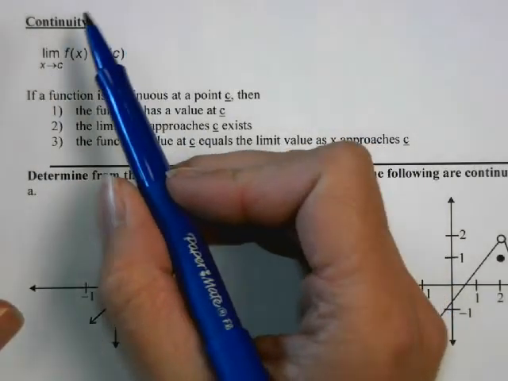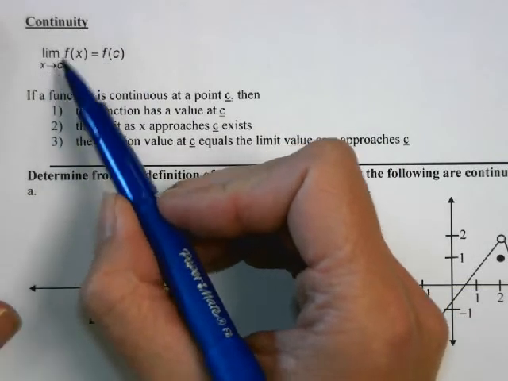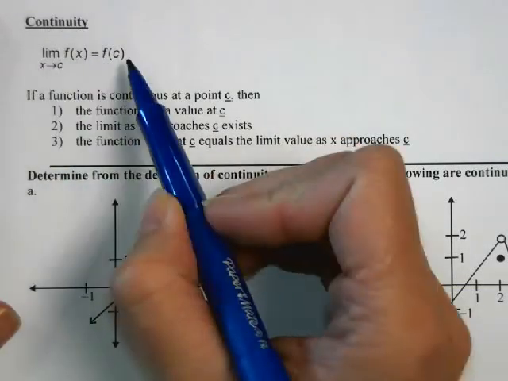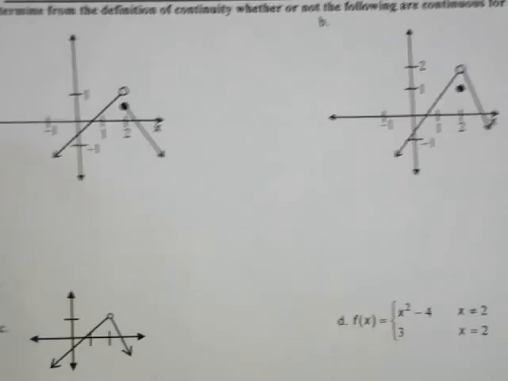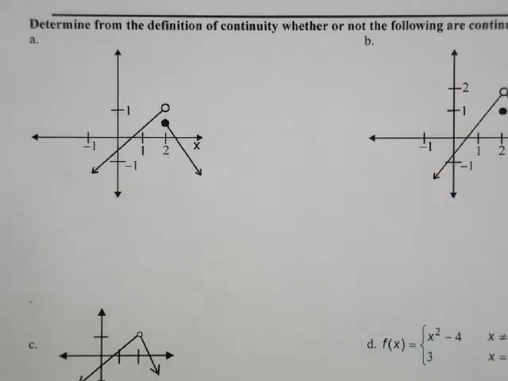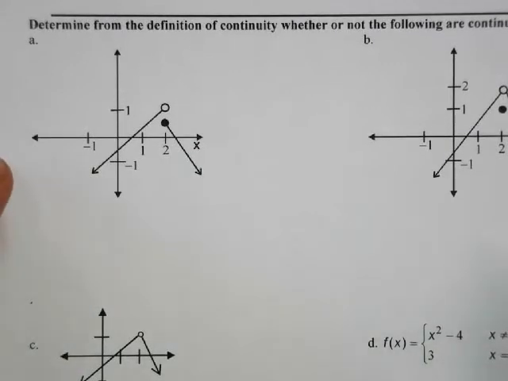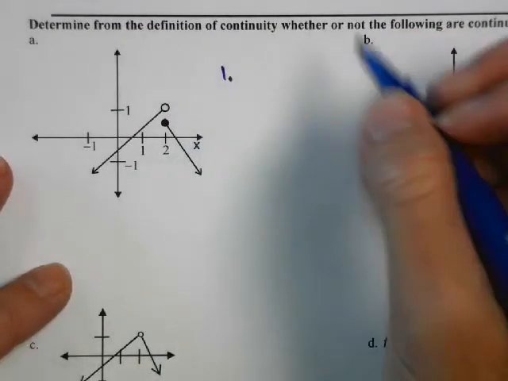This says all of that in one statement. f(C) is the function value, the limit as x approaches C of f(x) is the limit value, and they must be the same. So we're determining from the definition of continuity whether these are continuous. Now, it's pretty clear looking at the graph, it's not. But where does it fail in the continuity definition? So I'm just going to kind of do this step by step.